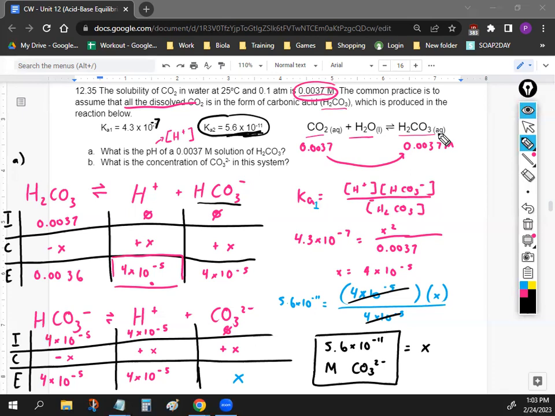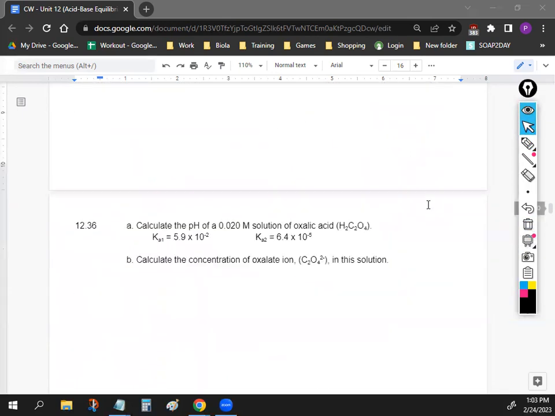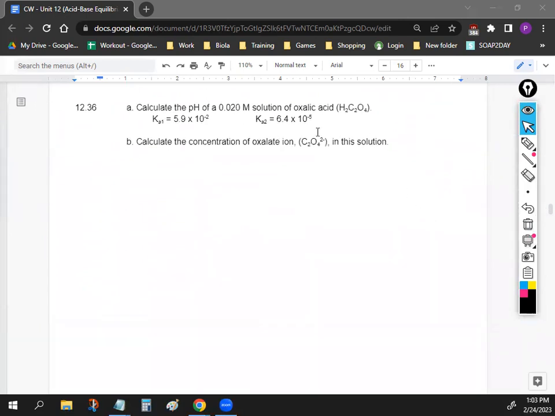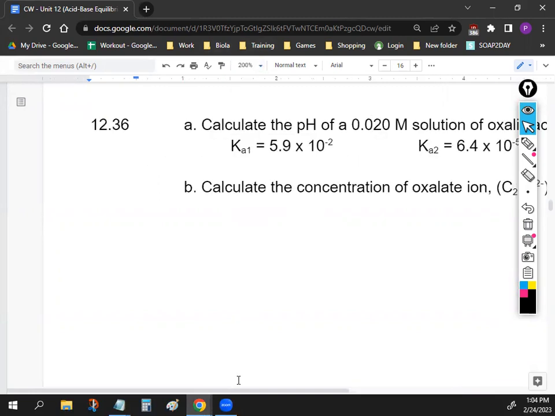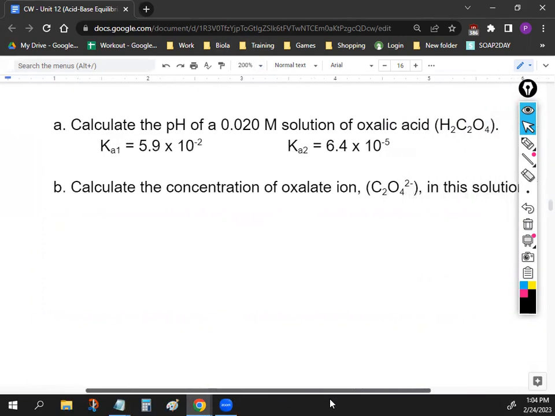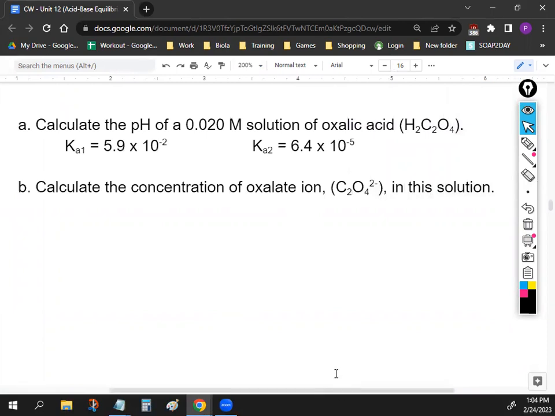All right, but do you guys think you could try a polyprotic acid problem on your own? All right, let's try it out. We will move on to 12.36. Same thing as before. I'm going to zoom in a lot on this problem so you can see the numbers a little better. This will be on Canvas as well. I'll give you about 7 minutes to try this out, and then I'm going to start going over it. If you're still working on it, you can ignore me and finish it up and check your answers.